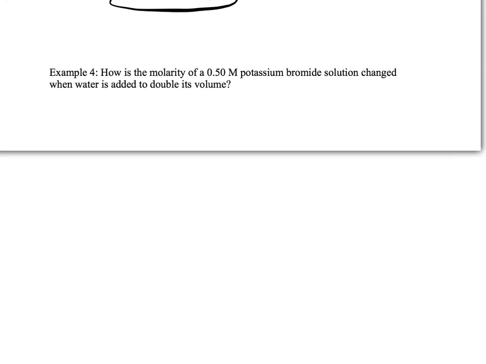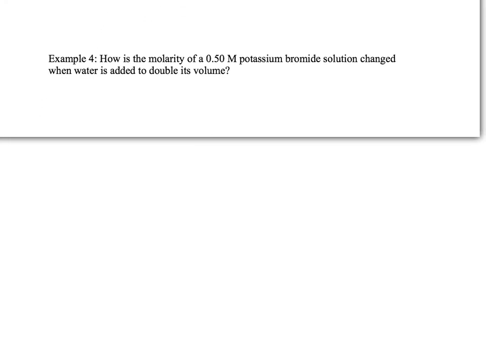Let's look at number 4. Number 4 says, how is the molarity of a 0.5 molar potassium bromide, KBr, bromide, meaning it's an ion, ide, solution changed when water is added to double its volume? Okay, so you might be thinking, oh, I'm going to do a dilution, so I'm going to use M1V1 equals M2V2. True, that might be the old AP chemistry way of thinking about this, but the new way, no calculator, understanding the concept, there's a shortcut.